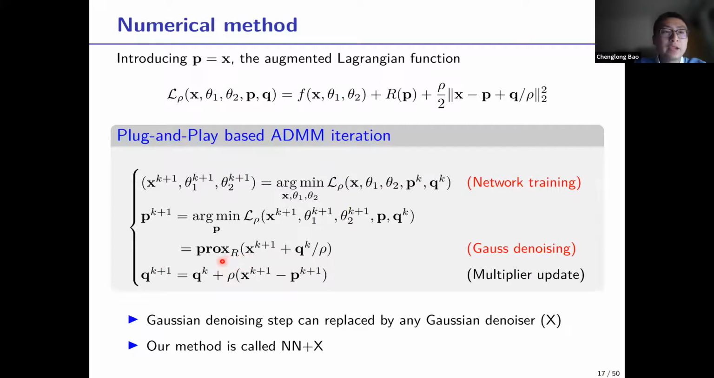By using the plug and play technique, we know this proximal term can be replaced by any existing Gaussian denoiser, because we assume this is Gaussian. So our method can be composed with any existing Gaussian denoiser. So we call our method NN plus X. This X is a Gaussian denoiser. We can use non-local means or BM3D or pre-trained deep neural networks.